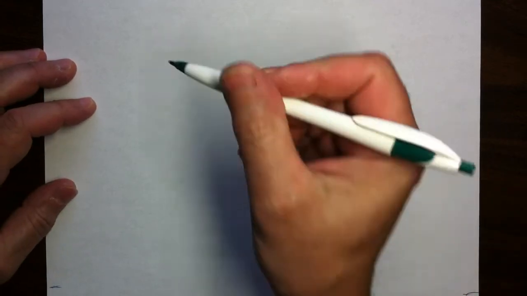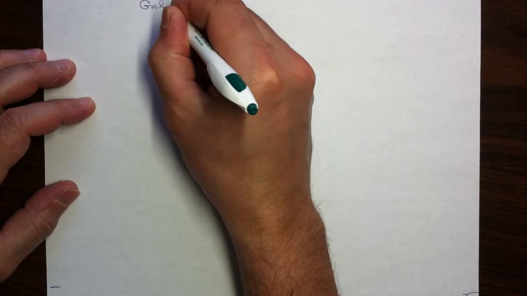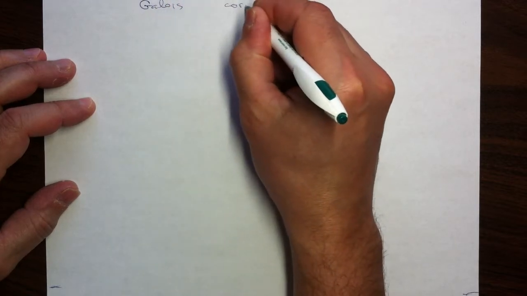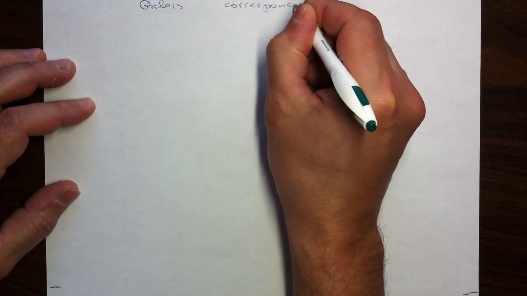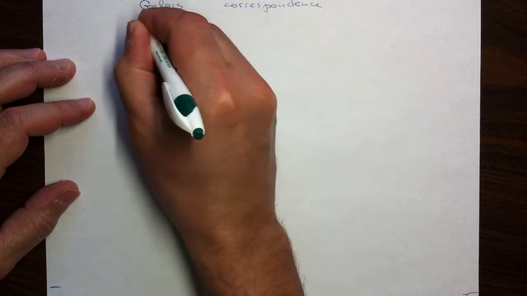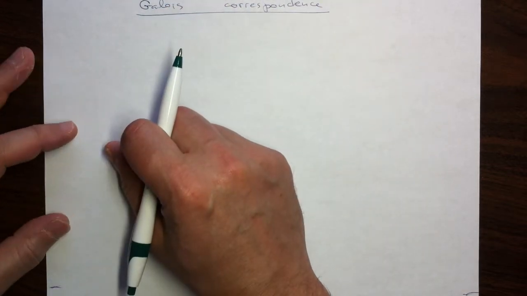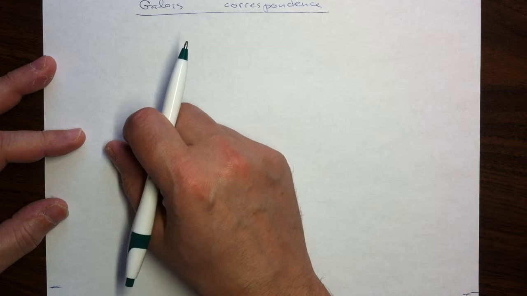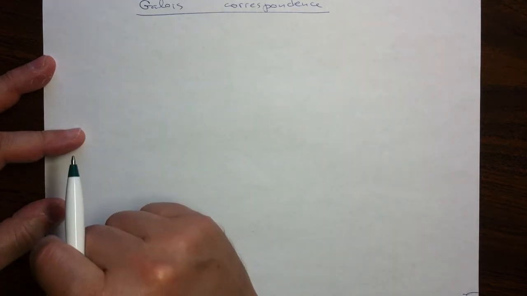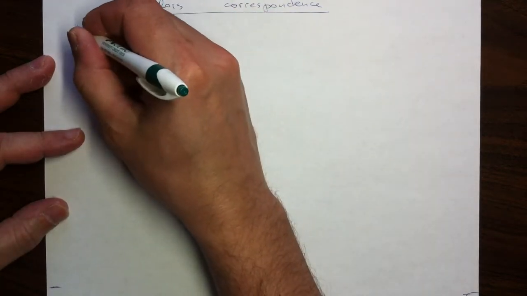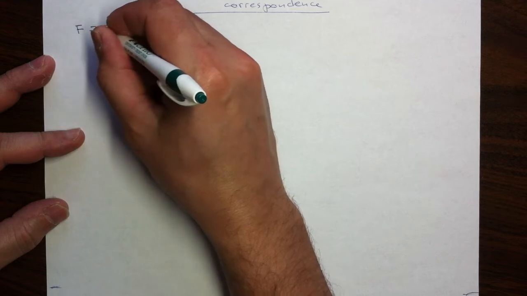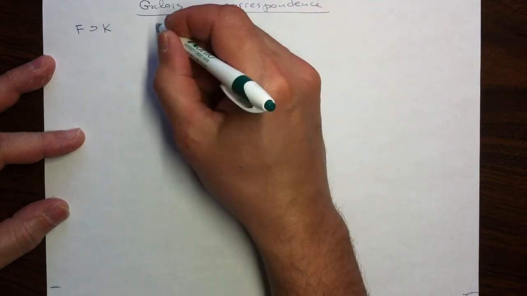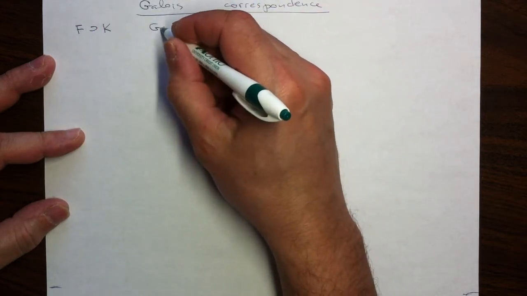Hello, this is on Galois correspondence, which aligns two different structures. First I will start with setting things up. I will start with a Galois extension of fields.